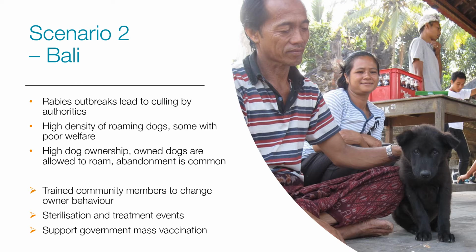The second scenario is from Bali, which is an island in Indonesia. It was a rabies-free island until late 2008 when there was a rabies outbreak. This led to culling by the local authorities, and rabies spread quickly across the island. Many people and dogs died as a result.